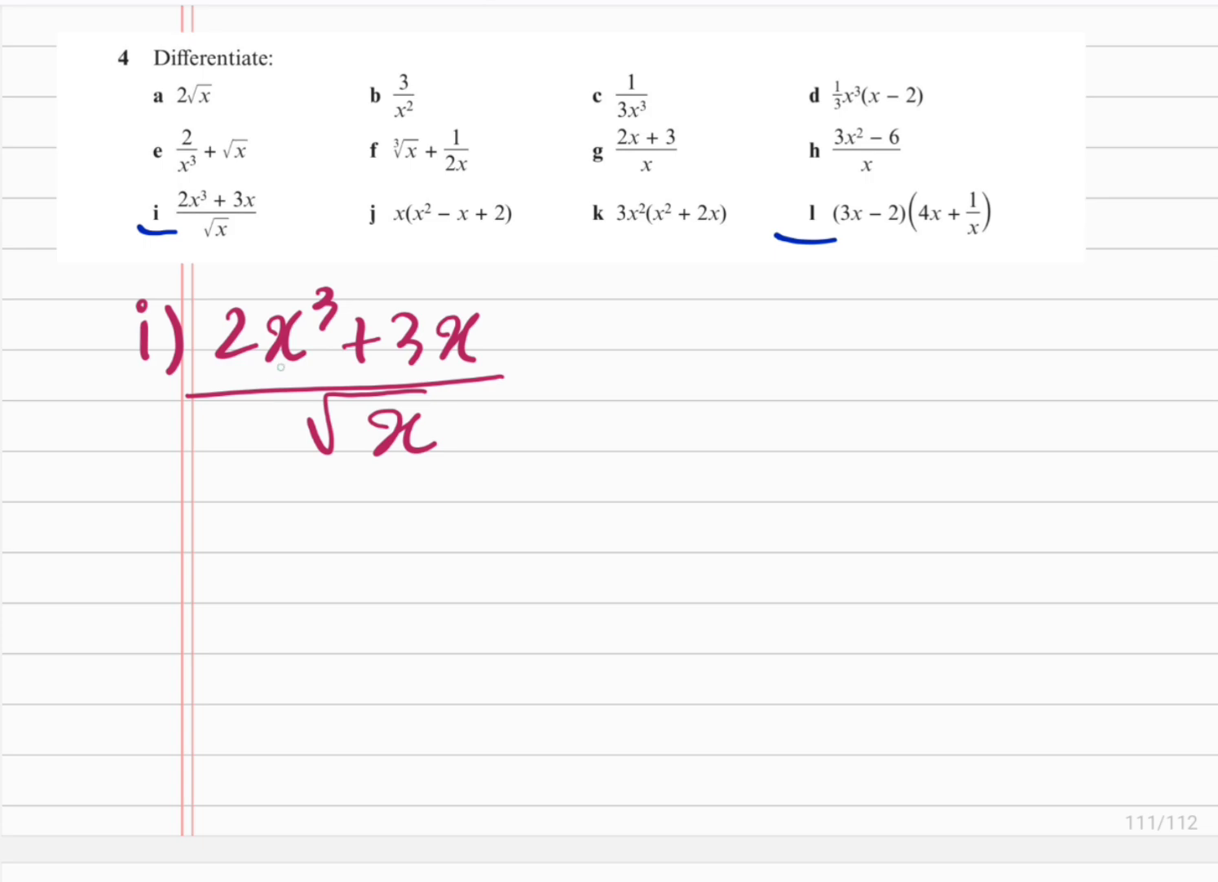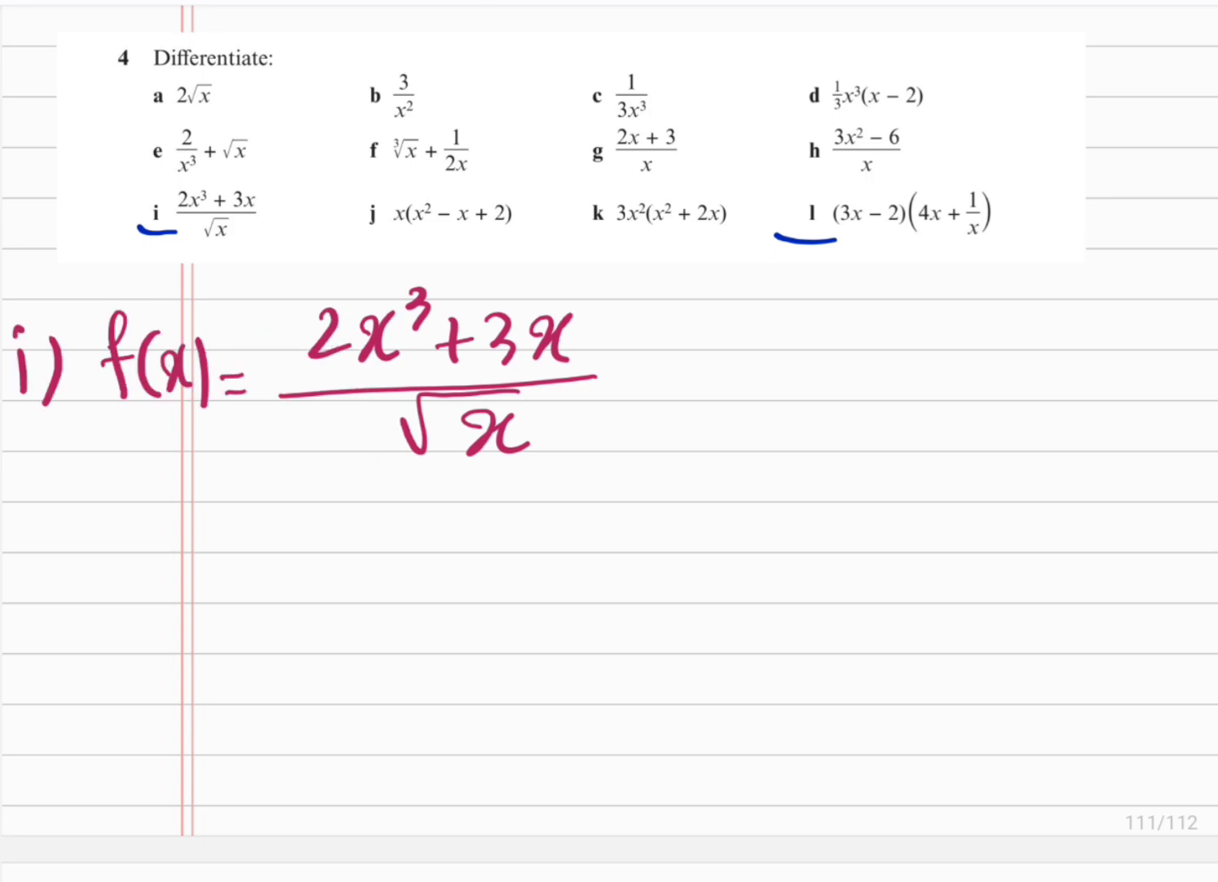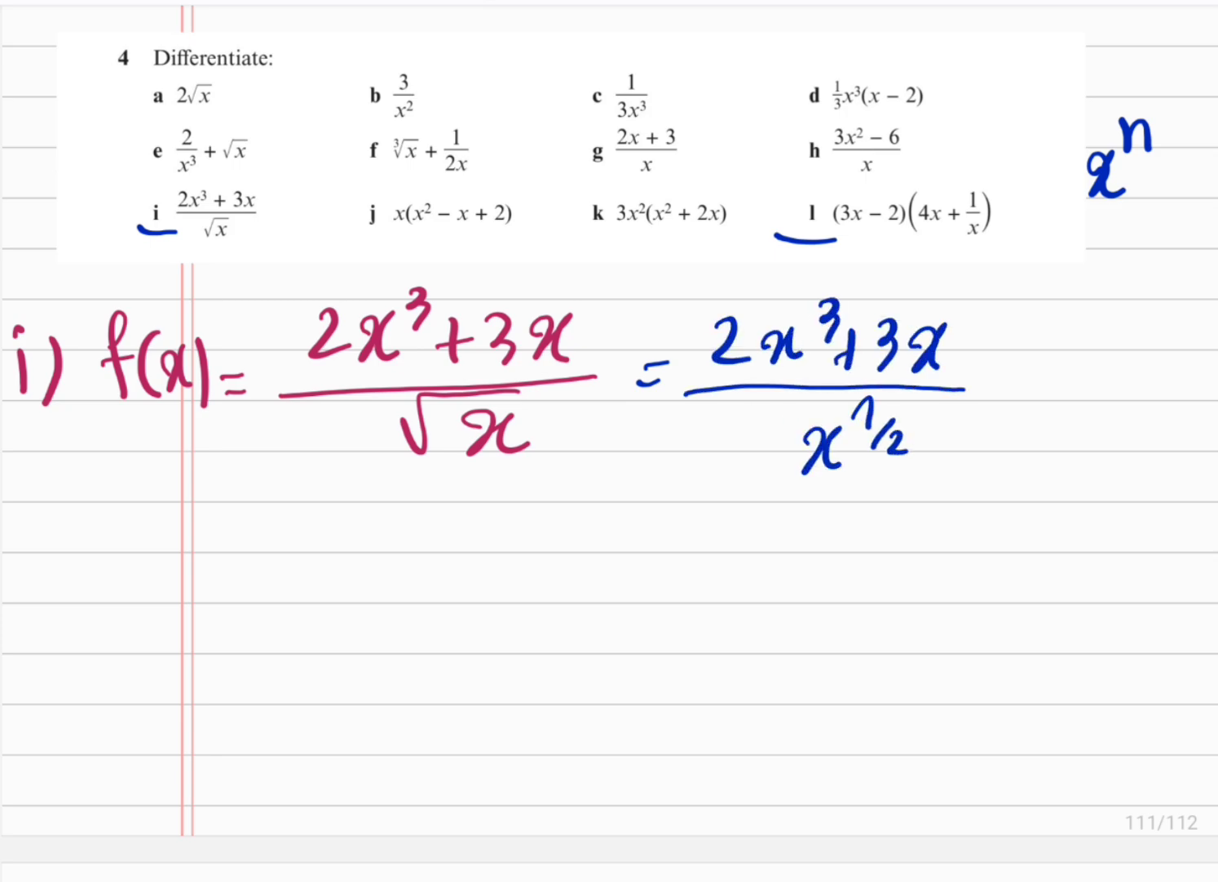So in part I, we have the function 2x cubed plus 3x over root x. Let's call this f of x. And we want to differentiate this. But before differentiating, remember that we want to rewrite the functions in the form x to the power of n. So in this case, what we need to do is first write root x as x to the power of a half, and then we can divide each term on the numerator by the denominator so that we are going to have our function in the form x to the power of n.